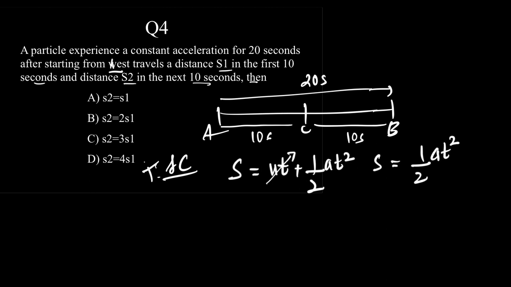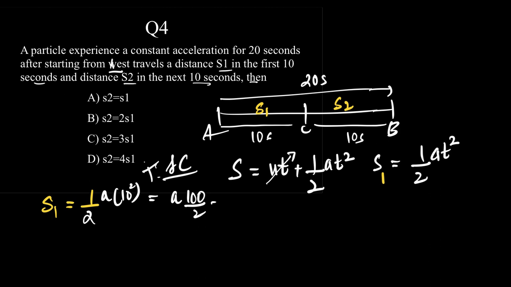Let us use s1 here and s2 as given in the question. So s1 is equal to half a t squared. What is t? t is 10 seconds, right? Which means s1 is equal to half into a into 10 square, which is a into 100 by 2, which is 50a.